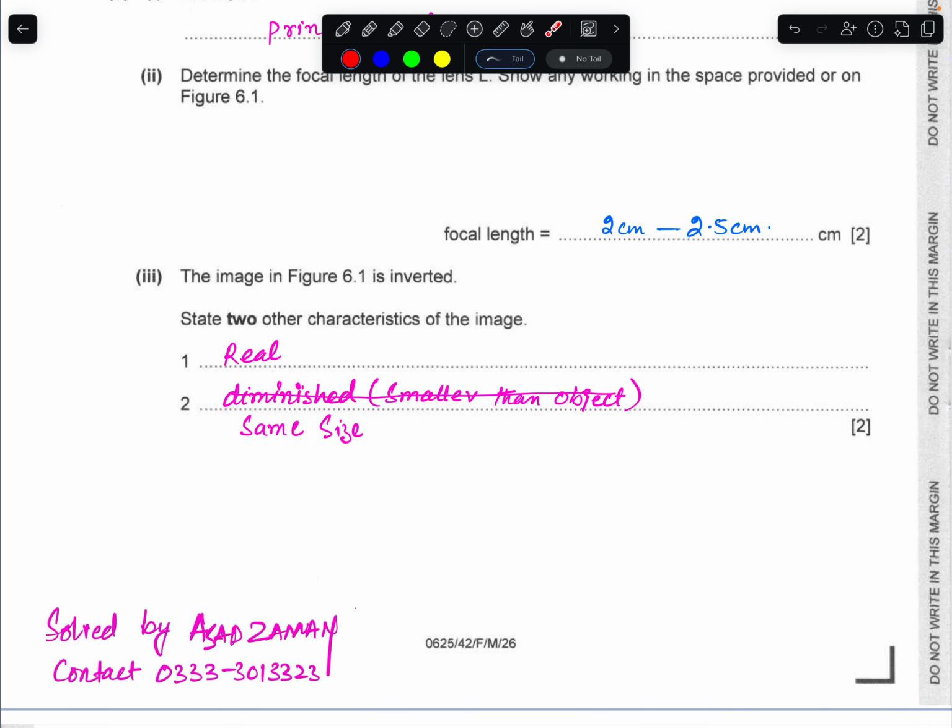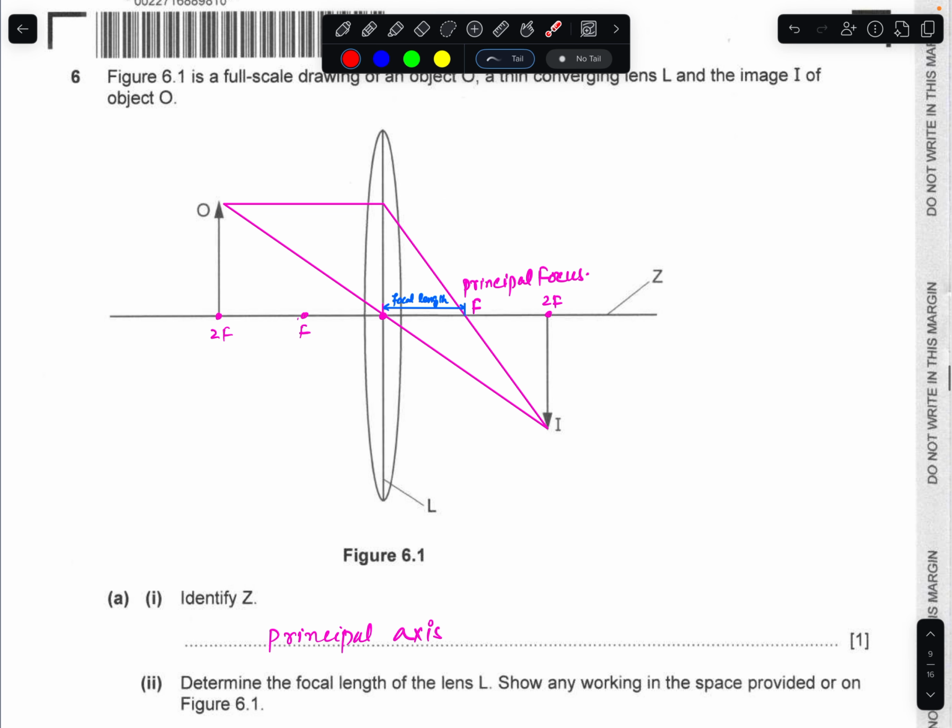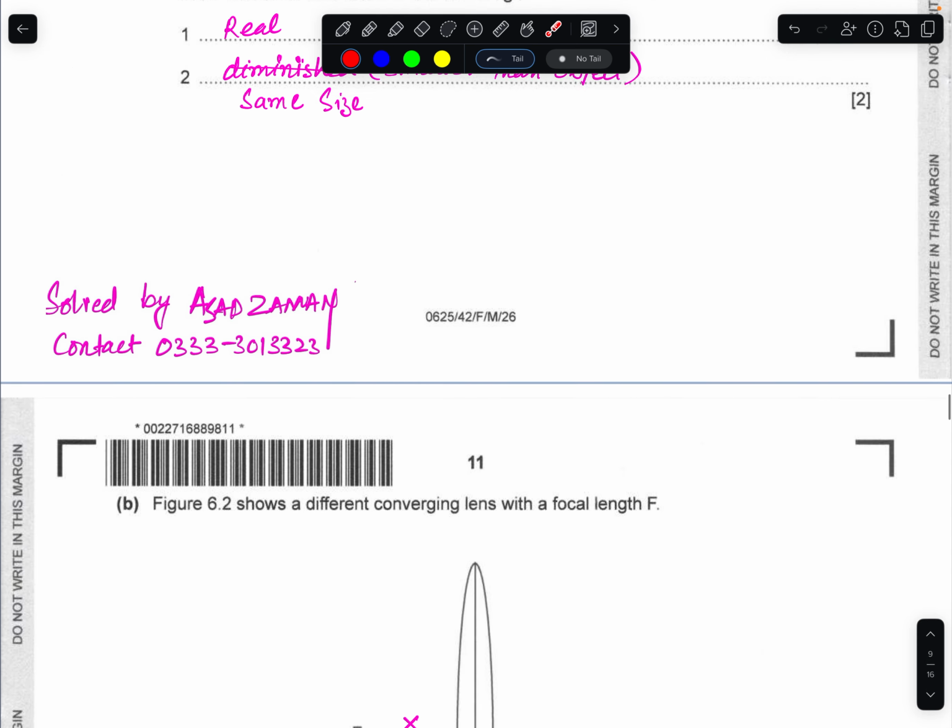Image in figure 6.1 is inverted. State two other characteristics of the image. So the image is real and the image is the same size as the object. Now the examiner can ask you a third question as well: where is the object placed? Whenever we are getting an image the same size as the object, it must be placed at double focus. And if the object is placed at double focus, then the image we will get is also at double focus on the other side.